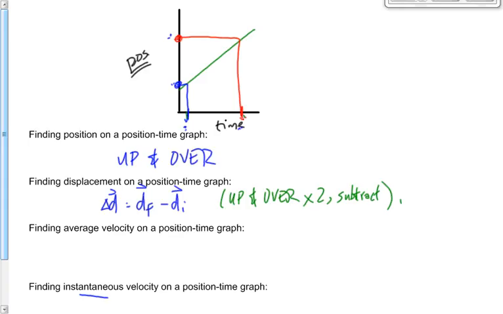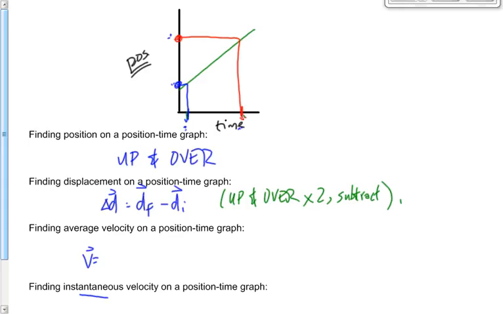I'm telling you, you know this, even though you may have never seen this graph before. What's velocity? You could say rise over run, absolutely. What's that otherwise known as? One word. Slope. Yeah, you can do that.